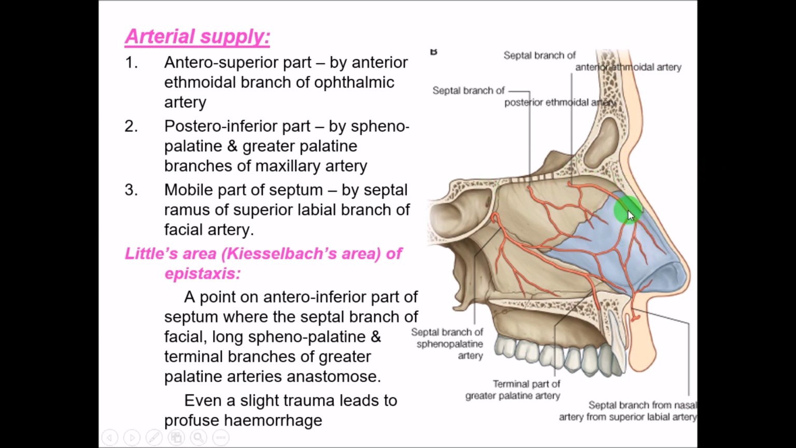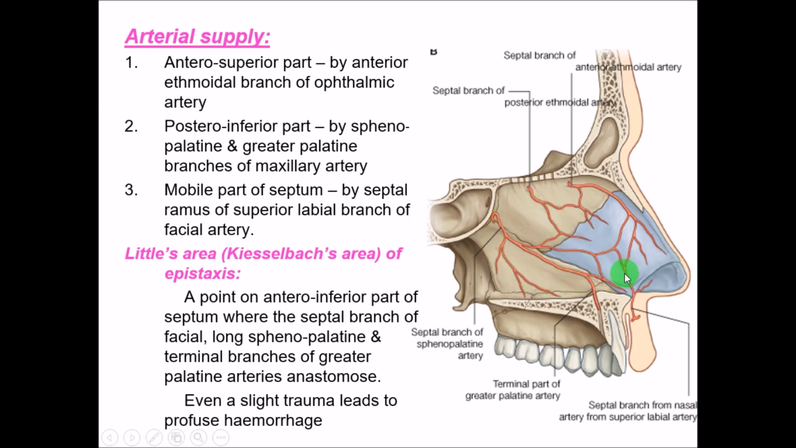Then we have the posterior inferior part, which is below here, as well as inferior, posterior as well as below, which is supplied by the sphenopalatine and greater palatine branches of the maxillary artery. The septal branches of the sphenopalatine artery have been shown, as well as the greater palatine branch of the maxillary artery. Both will be supplying this whole part, which is posterior and inferior.